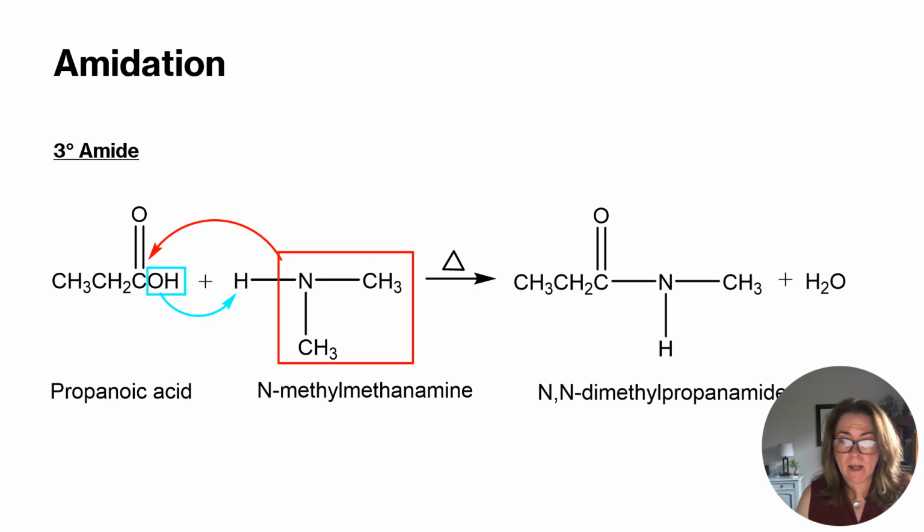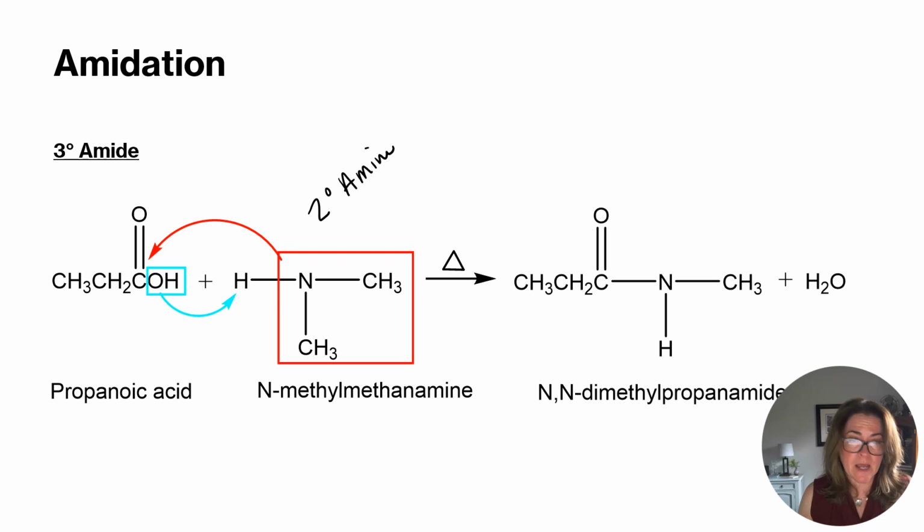Okay, and now we have our tertiary amides. And again, we are starting with our carboxylic acid. Next, we need to make sure that we are dealing with a secondary amine, right? That needs to be our second reactant.